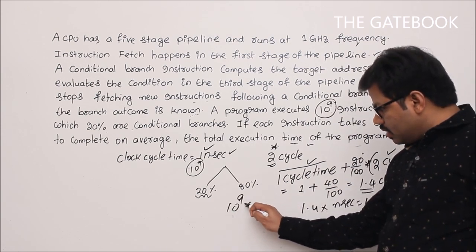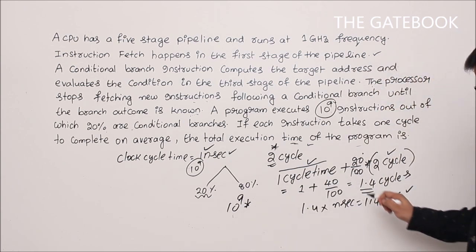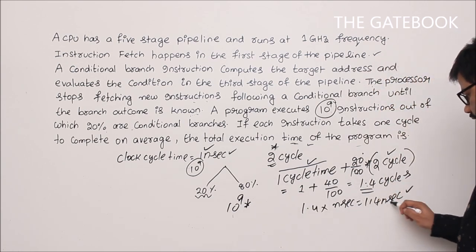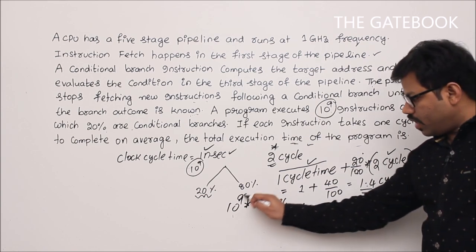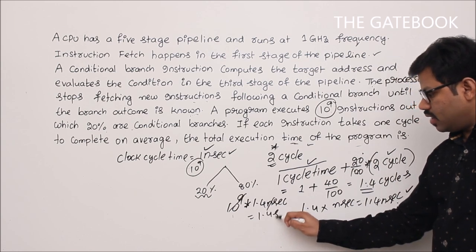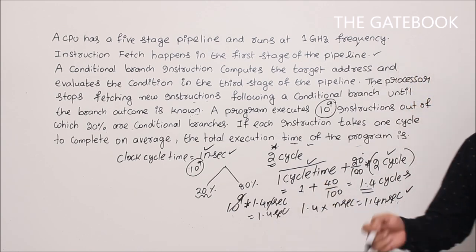10 to the power of 9 instructions. Each instruction on average takes 1.4 cycles. Each cycle time is a nanosecond. So 1.4 nanosecond. The nano and 10 to the power 9 cancel. It will become 1.4 seconds. That's why execution time is 1.4 seconds.